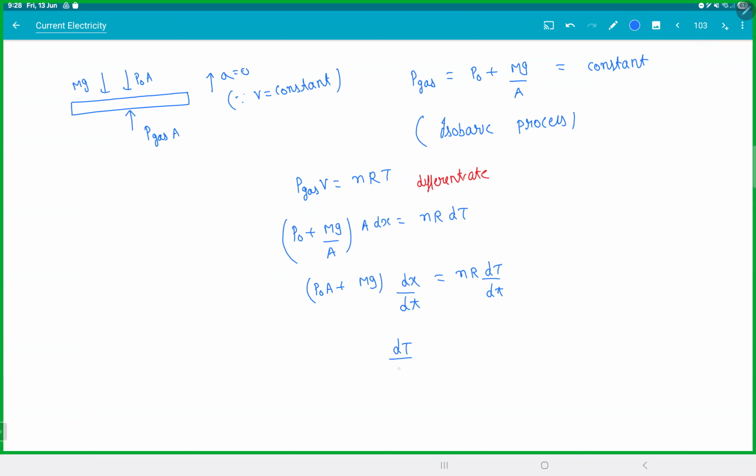So I can find the temperature as a function of x, where x is the distance traveled, which is nothing but Vt. So I can play like that also. This guy would be P naught A plus mg by nR, and this becomes the velocity, dx by dt. Clear with that? Your ideal gas equation. Check your steps.